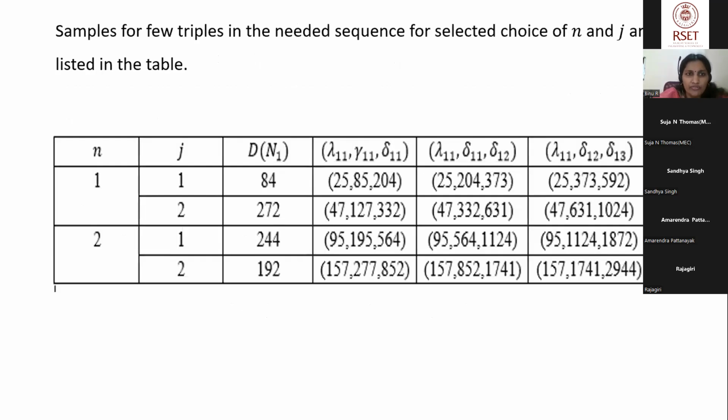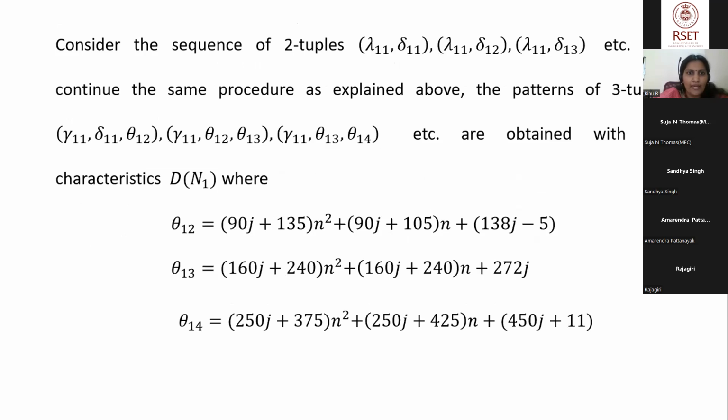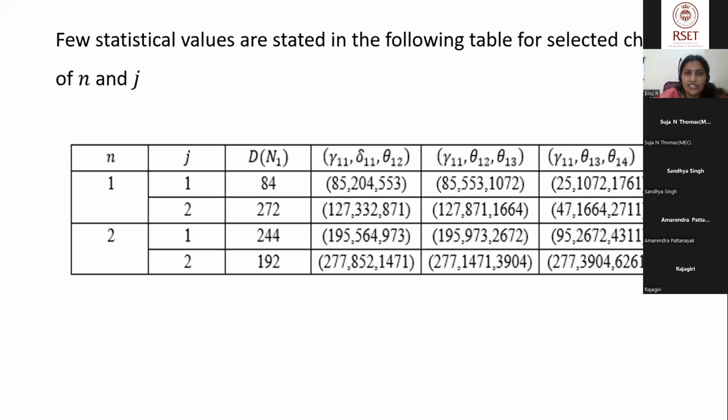Here are a few triples by choosing n and j as listed. It is shown in the slide. Similarly, by using the same procedure, by taking the tuples gamma 11, delta 11, I obtain theta 12; gamma 11, theta 12, I obtain theta 13; gamma 11, theta 13, I obtain theta 14. Again, I have illustrated a few results here.